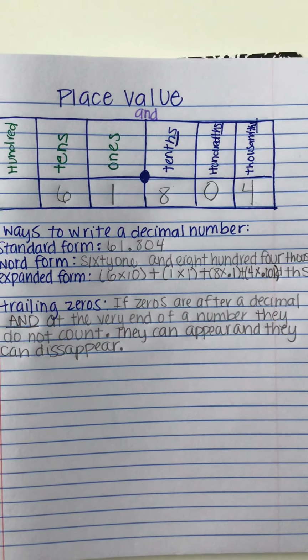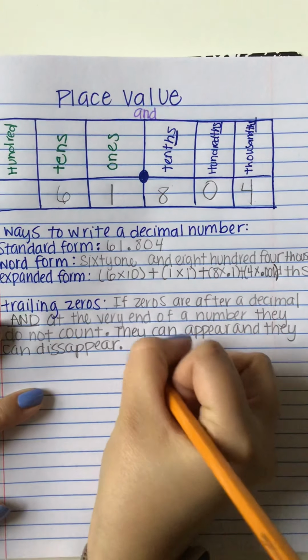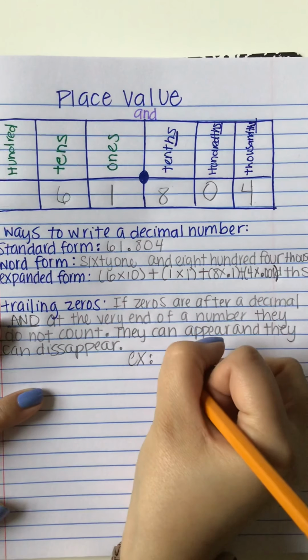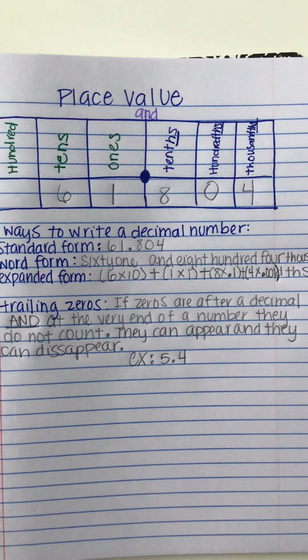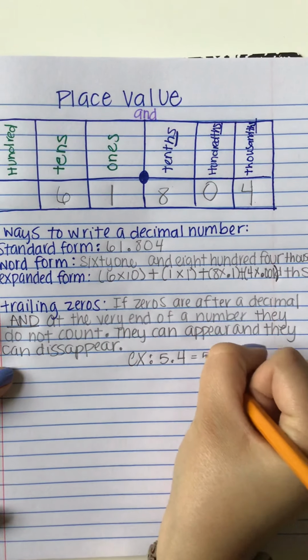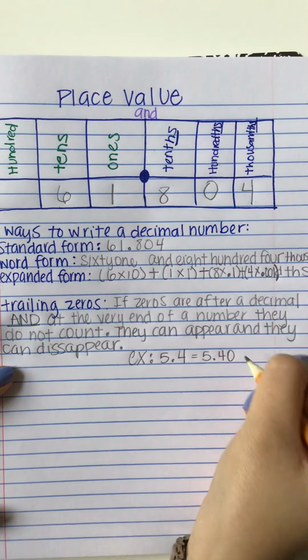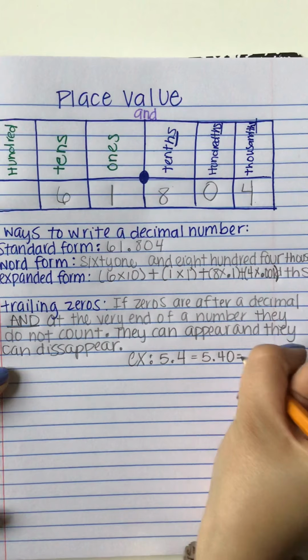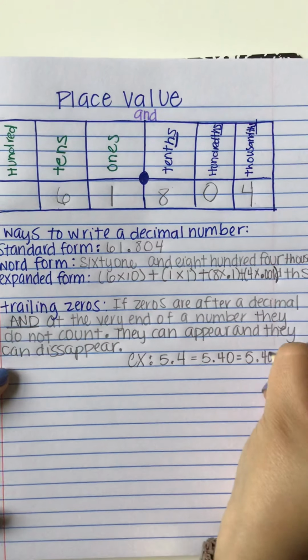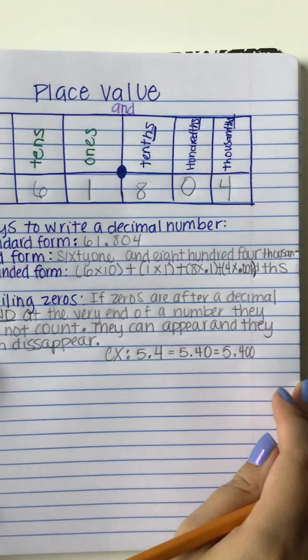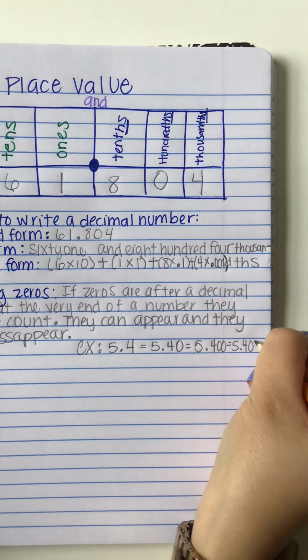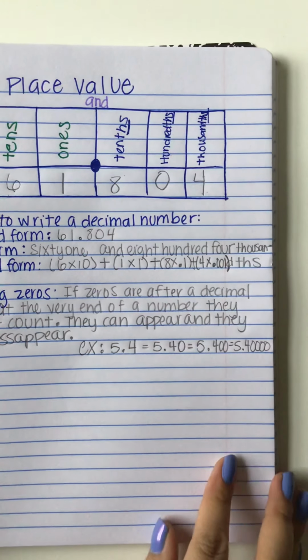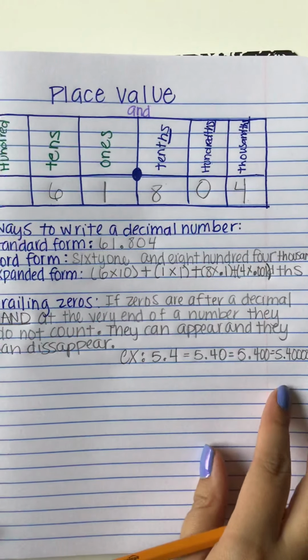Okay, so here is an example. Let's say I have 5 and 4/10. 5 and 4/10 is equal to 5 and 40 hundredths. It's equal to 5 and 400 thousandths. It's even equal to 5.4 and then as many zeros as you want at the end, because those zeros can come and go whenever they want. Okay.